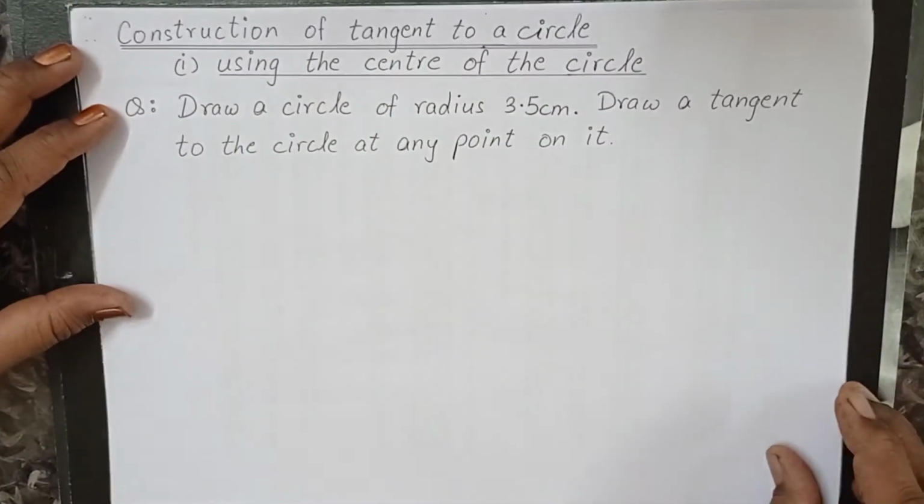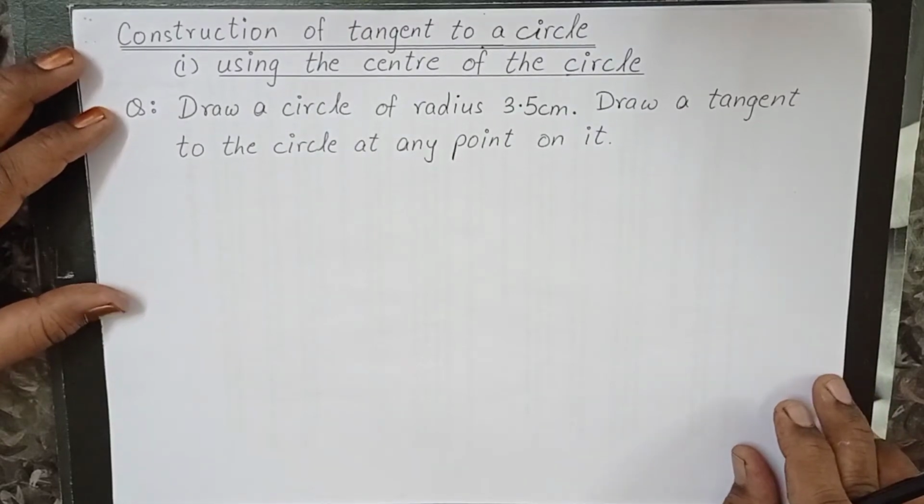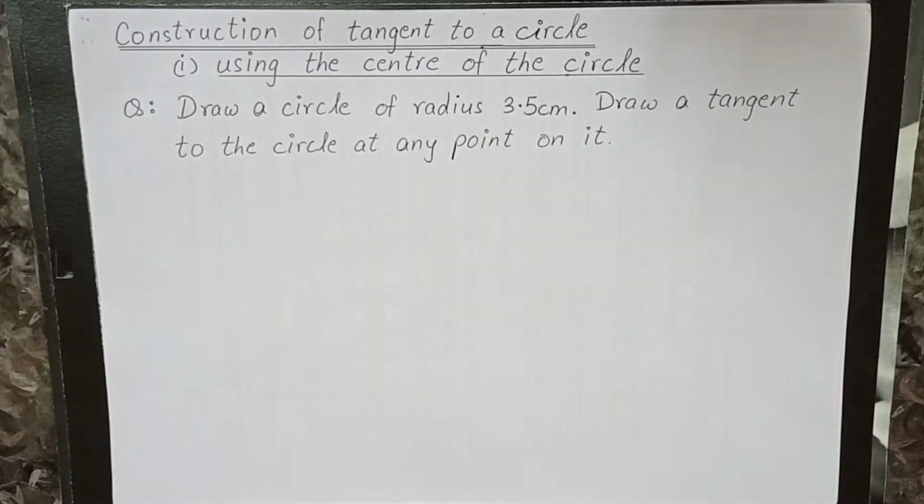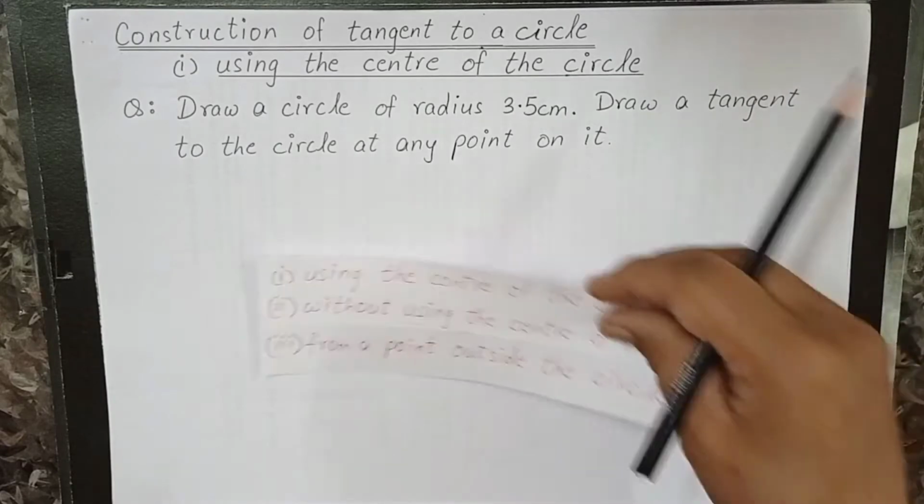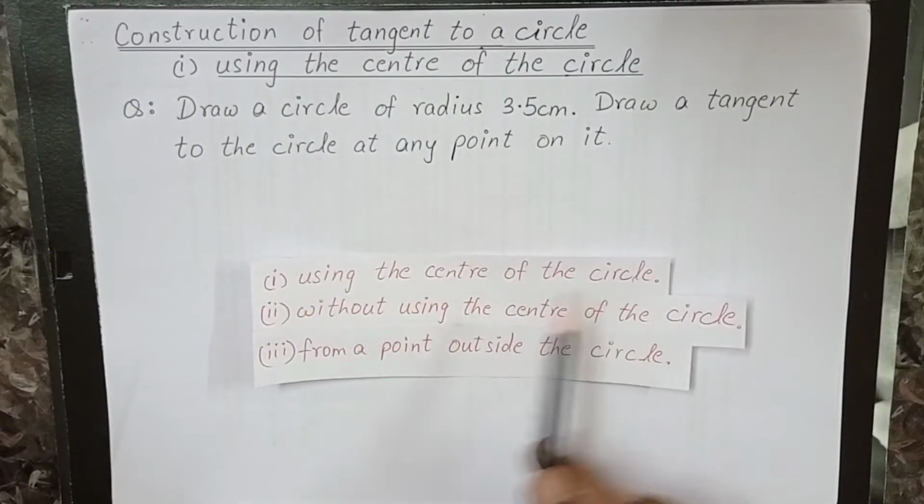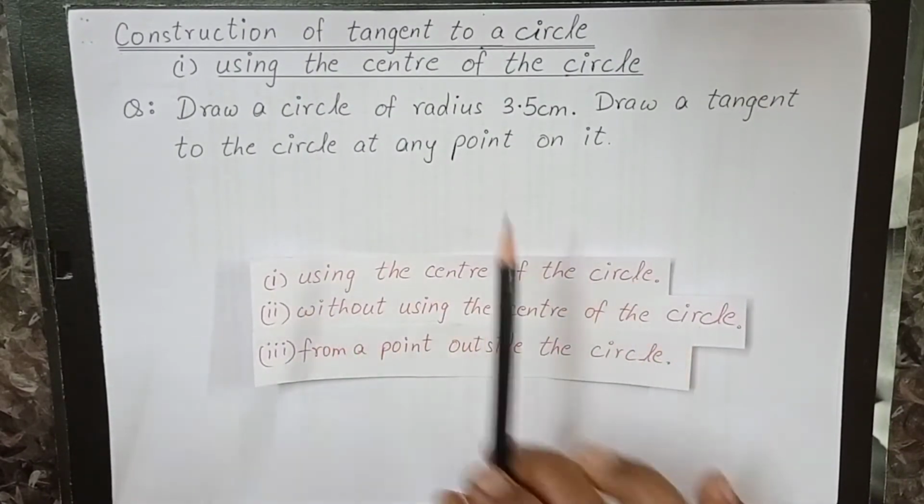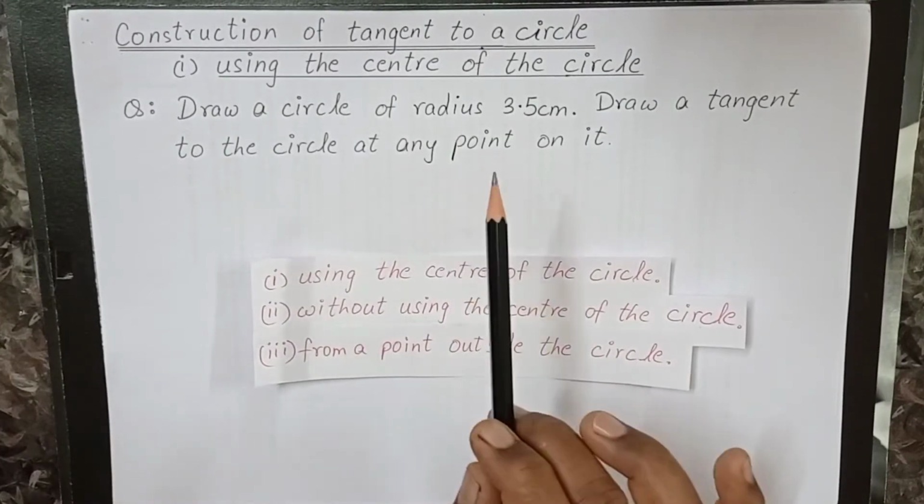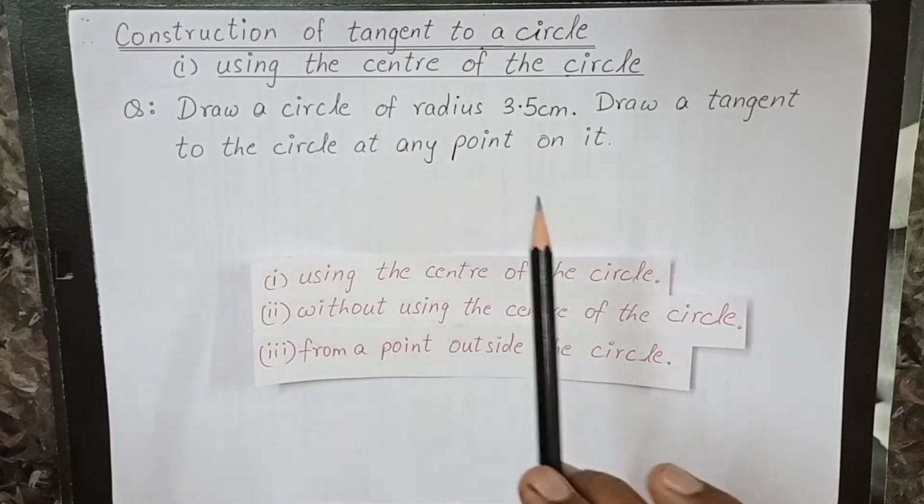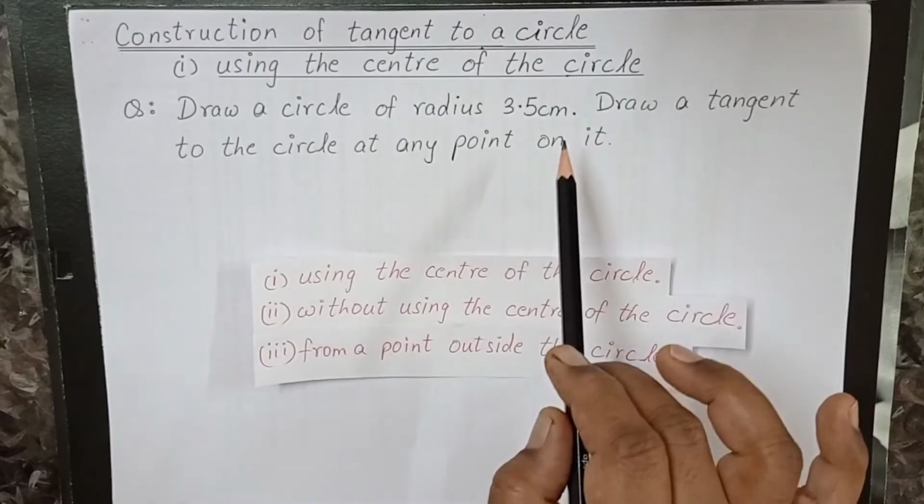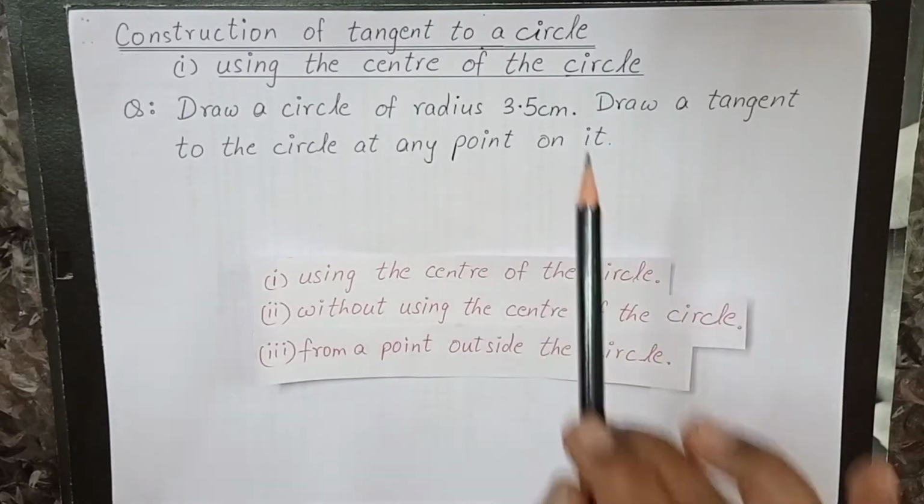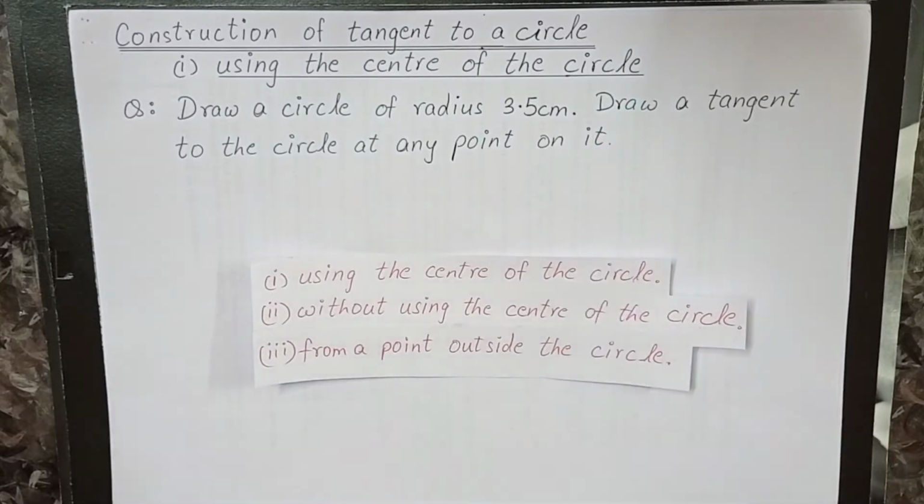This is the first question. Construction of tangent to a circle using the center of the circle. Question: Draw a circle of radius 3.5 centimeter. Draw a tangent to the circle at any point on it. Now here, as I said before, there are three types. First is using the center of the circle. Second is without using the center of the circle. Now this question is not specifying, so it is completely on you whether you want to use the center or you don't want to use the center of the circle. I will be showing it using the center of the circle.